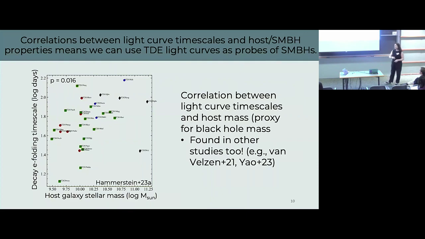So Hammerstein's studies, Yao also published the later ZTF sample, which found a similar correlation. So this is telling us that we can use these light curves to probe the properties of the black holes. It's just a matter of actually figuring out the details there.